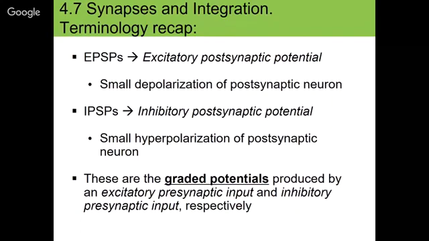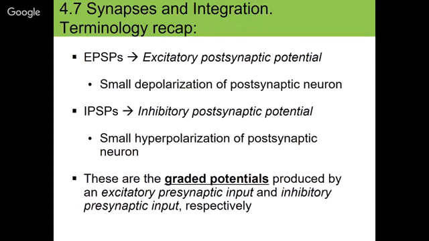So IPSPs are called inhibitory because they lessen the chance of an action potential, okay? Excitatory postsynaptic potentials generally take the membrane potential towards a state of action potential, closer towards that, right? So a more positive state. Okay, so these two terms I just wanted to recap on.